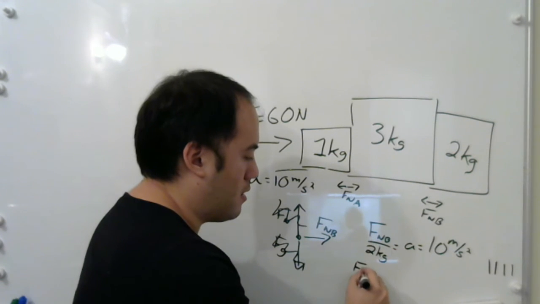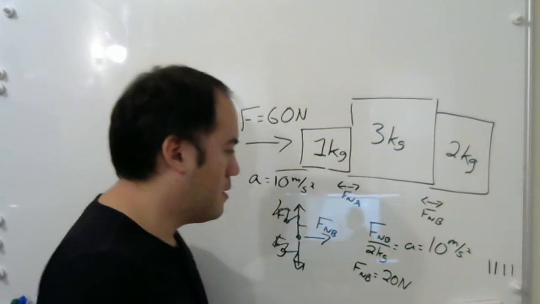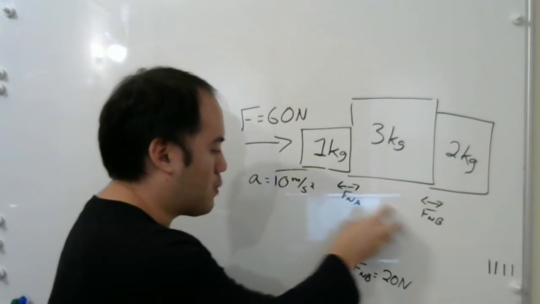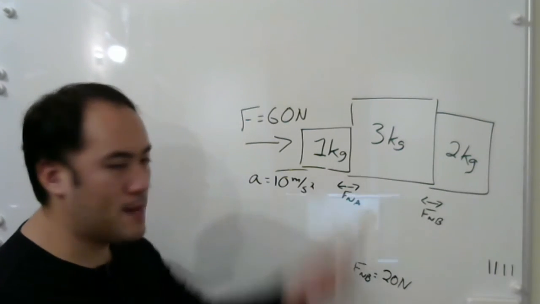Fnb is 20 newtons. We are scholars. We solved it, and it was much easier because we only looked at block 2. But just to check our answer, let's try block 3.